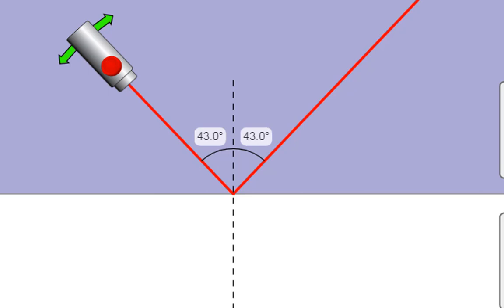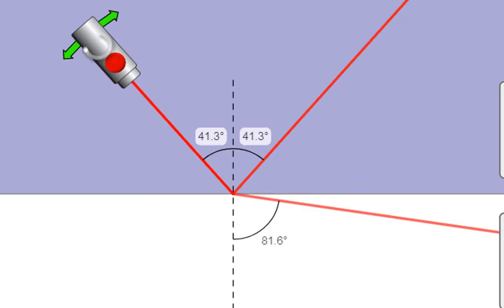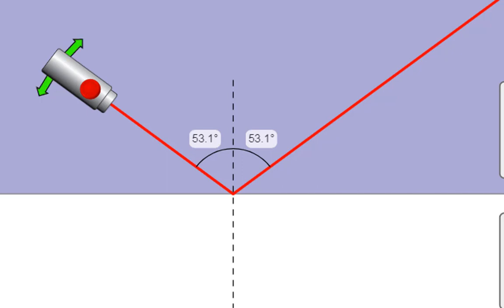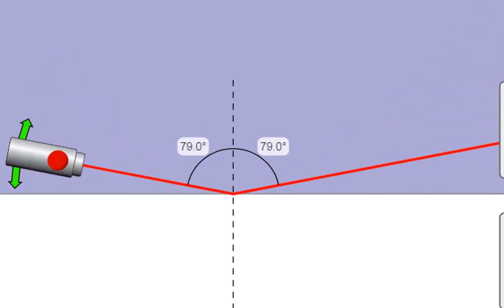And as I do so, do you see? A little more, and I stop getting refraction. I now only get total internal reflection. And always with reflection, the angle of incidence equals the angle of reflection. If I increase the angle beyond that, I still only get total internal reflection.